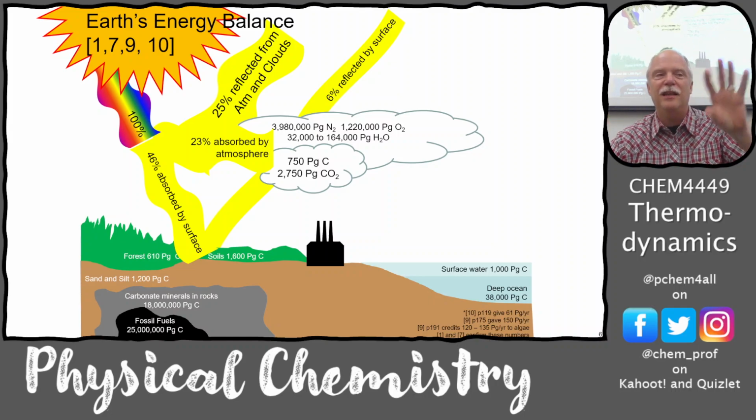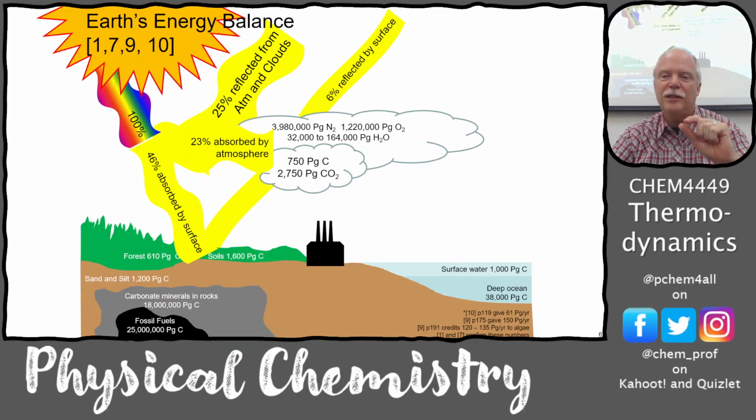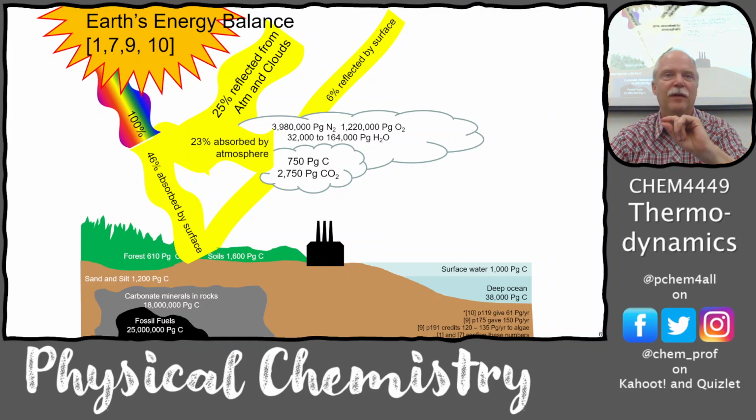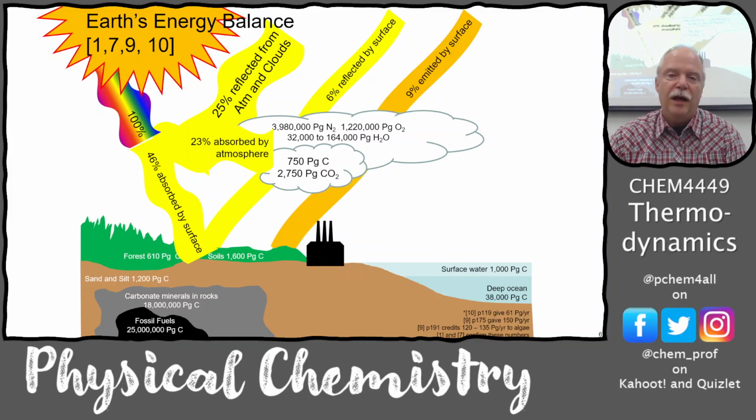Okay, so that's everything that comes in, and you can imagine that changes in cloud cover will change that reflected from the atmosphere. I mean, from the atmosphere and from clouds. So cloud cover is probably one of the most important things in terms of controlling how much heat actually hits the surface. Okay. And then once it's absorbed by the surface, of that 46%, 9% is emitted by the surface.